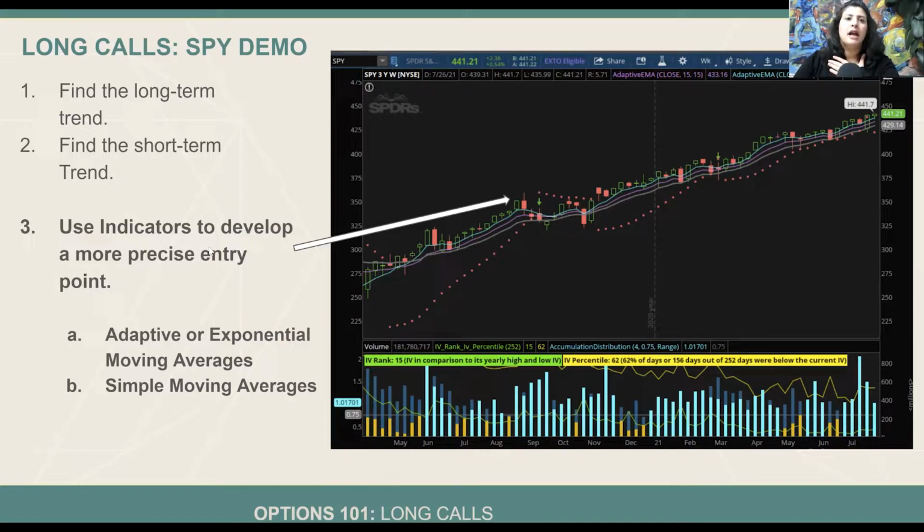Some people like to use exponential moving averages, and I prefer exponential moving averages, and some people prefer simple moving averages. The simple moving average basically just looks at whatever number you selected. It looks at that many candles back from the current candle. So it will look at 9 candles back, or 15, or 21 candles back, and then it will average them equally.